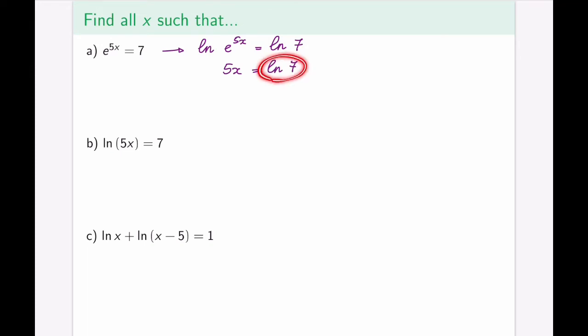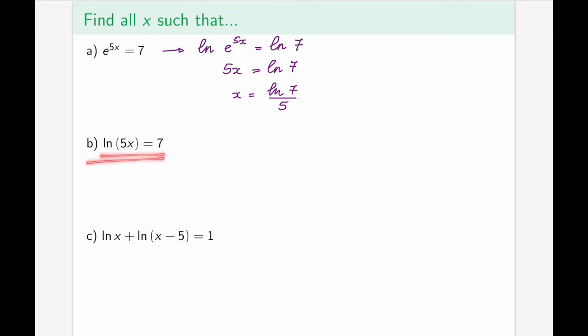Now, the logarithm of 7 is just a number. You can plug it into your calculator and figure out what the number is. I'm going to keep this expression calculator-ready because I don't want to deal with the decimals at this point. Now, we're in good shape because 5x is brought down from the power. So in order for me to solve for x, I simply have to divide both sides by 5. And this is going to be my value for x. Once again, you can plug it into a calculator and figure out what the actual number is.